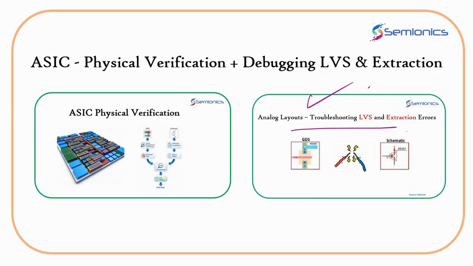Here I've just shown you one simple example, but there are lots of varieties of LVS errors: extraction errors, stamping conflict errors, missing devices, incorrect component subtype, or property errors, and lots of those. So you can learn all of these things in this particular course.